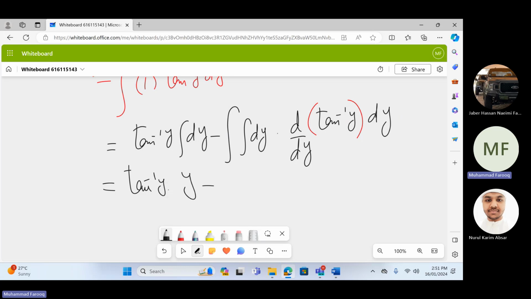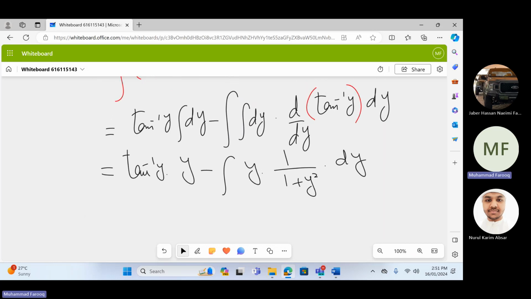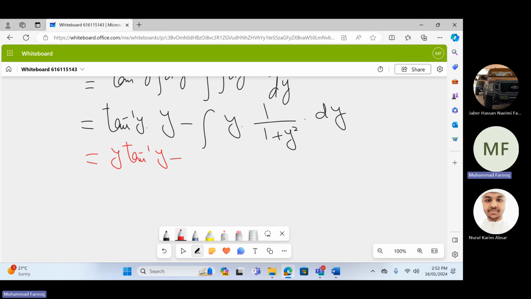The integral of dy is y. What is the formula for the inverse tan derivative? 1 over 1 plus y squared. So 1 plus u squared times the derivative of u, which is 1, and dy. For the sake of exam 2, please memorize the inverse trigonometric functions' derivatives. Now rearrange: y tan inverse y.